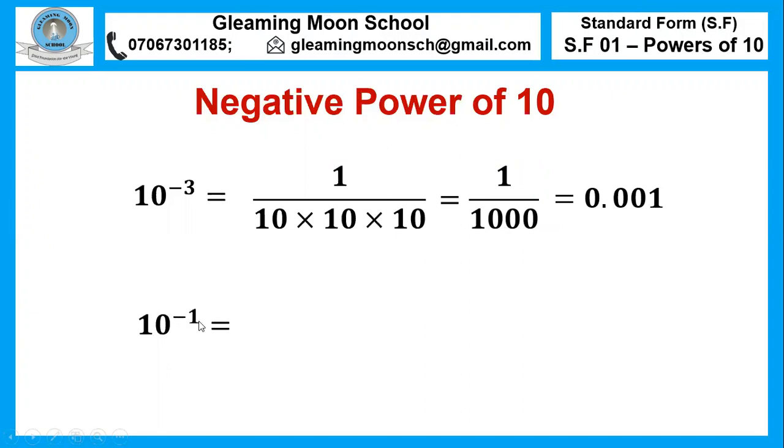Okay, and then this one is 10 raised to the power of minus 1. So minus 1 means, because it's 1, the repeated multiplication will just be 1. So we're going to have just 1 10. But we start from 1 and divide it by 10. So we have 1 divided by 10. And that would give you 0.1.